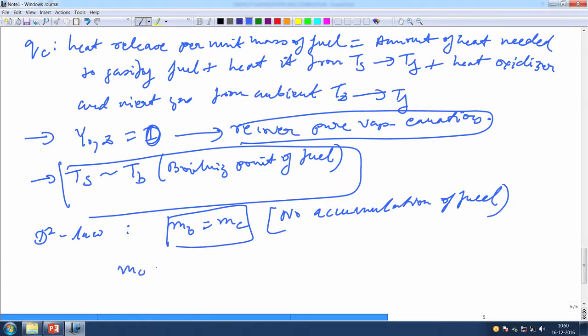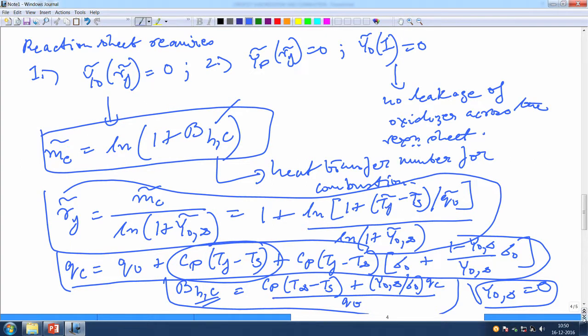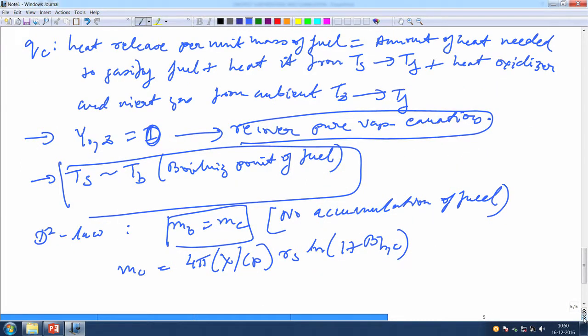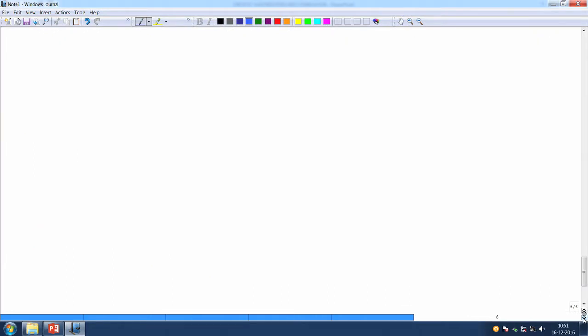So, mc is basically 4 pi lambda by Cp into Rs into ln of 1 plus Bhc, right, that we just now said. Remember that the previous expression was for m tilde. So, if you just dimensionalize once again, that is the form that you are going to get. Now, the rest of the thing becomes very easy. When you have a form like this, mv on the other hand is given by the rate of change of droplet mass, which is d by dt of 4/3 pi Rs cube into rho L, right, that is mv.